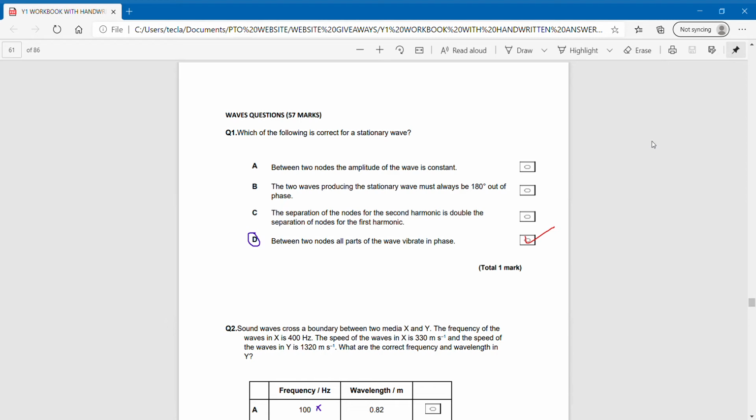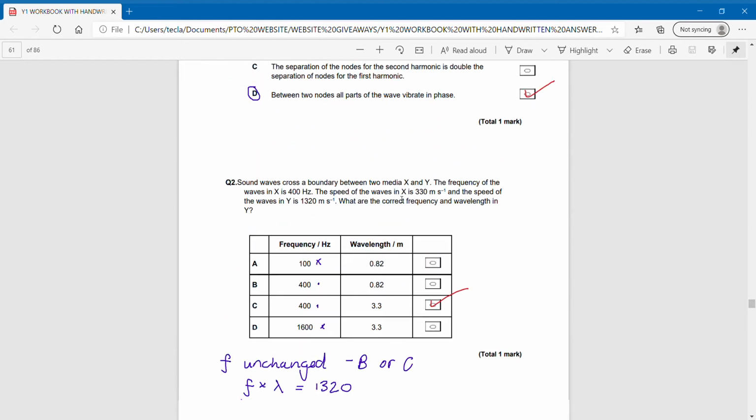C, it can't be C, because the second harmonic is high frequency, and therefore the wavelength will be shorter, and therefore the separation of the nodes will be closer together. It's not double. Okay, so that's a bit of explanation of why it can't be the others, and it's always good to go through that process.